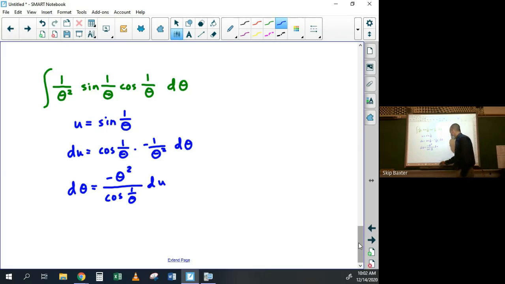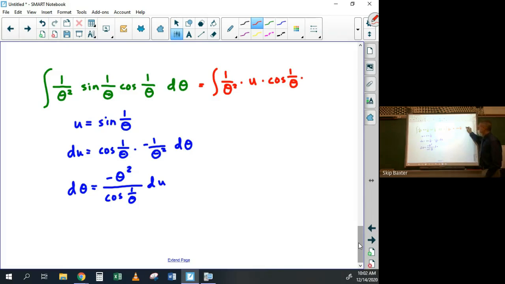So then substitute in, this is going to be 1 over theta squared times u times cosine 1 over theta times negative theta squared over cosine 1 over theta du. The theta squared cancels, and the cosine 1 over theta cancels. You still have a constant negative there, so you have to be careful that you don't cancel that off. So this is really negative integral of u du.